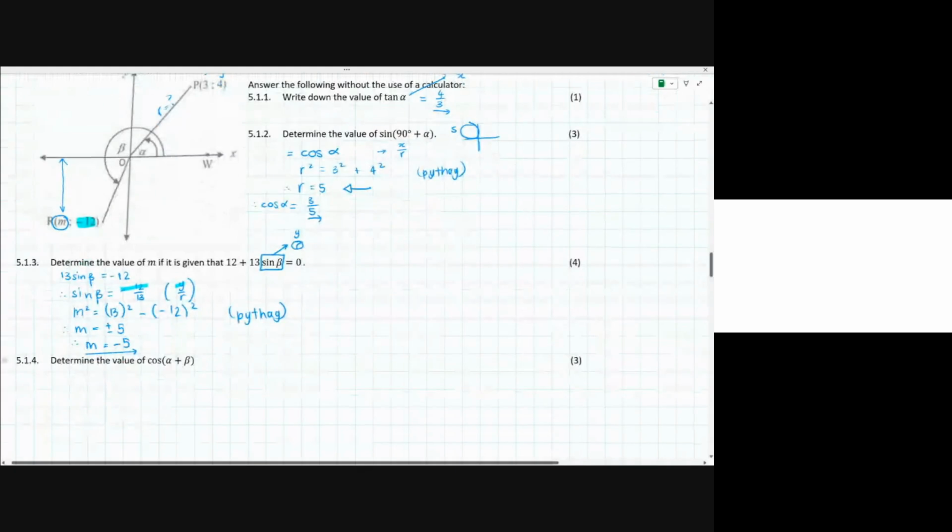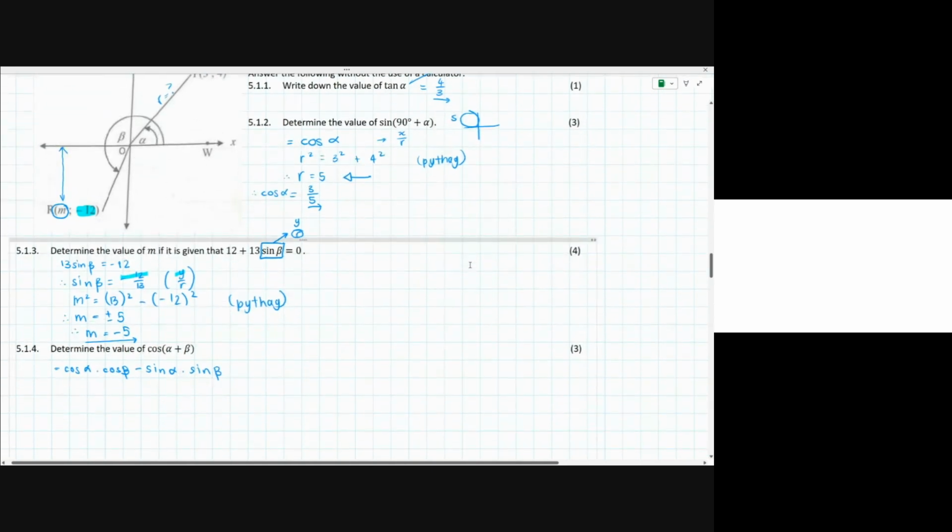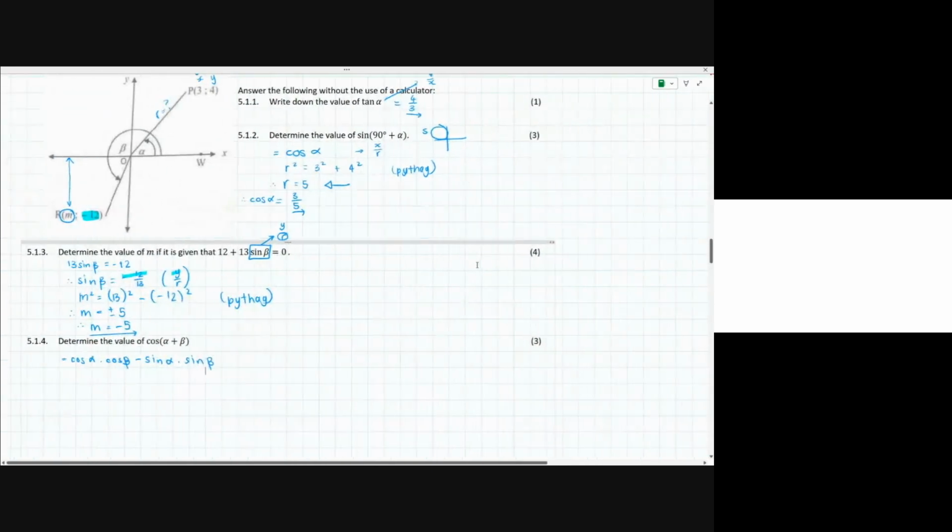Right, and then the last question says, determine the value of cos(alpha plus beta). So those are two different angles that I have here. What this means is I'm going to have to expand using compound angles. So my expansion is cos alpha times cos beta minus sine alpha times sine beta. Sorry, that's a terrible looking beta, but anyways. Now we can read all of those ratios off of our diagram. I don't need to do anything more than that because I actually have all the information I need.